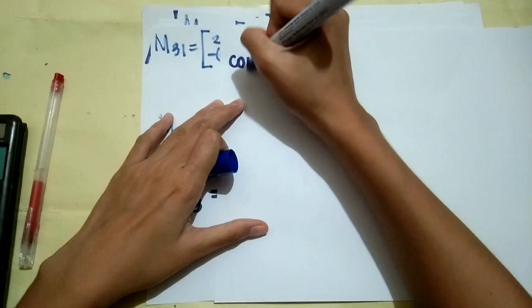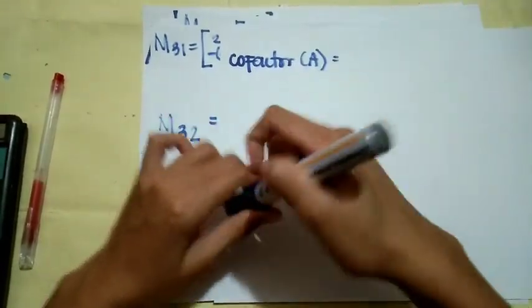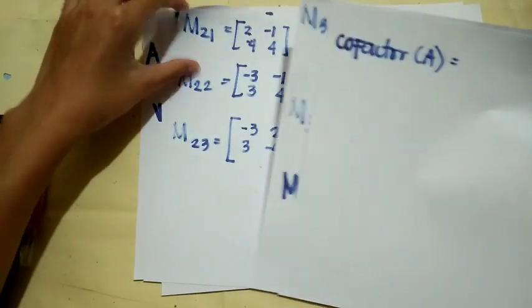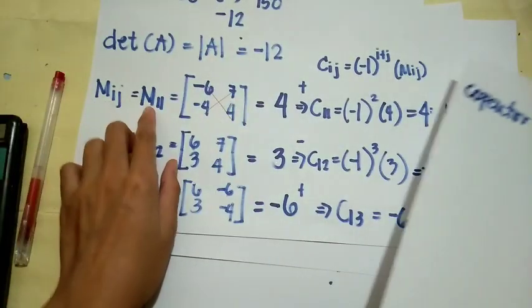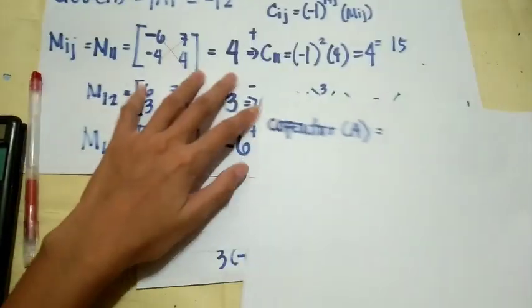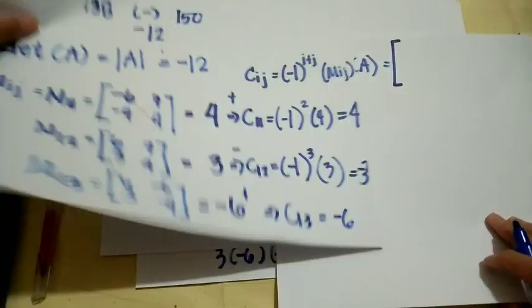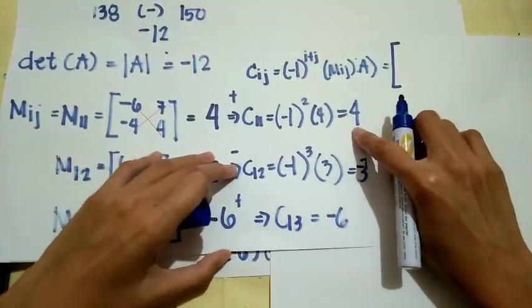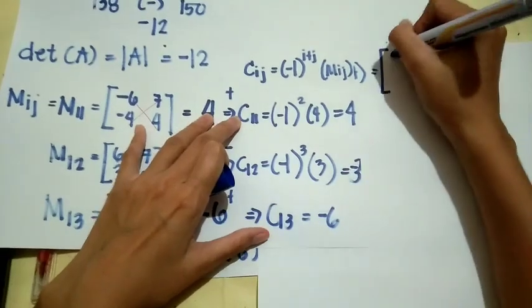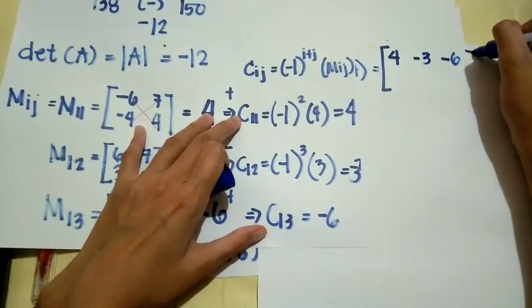So, how to get the cofactor of A? Based on what we solved earlier, the cofactor of our A is like this. Since this is the minor 1, 1, which is ij, this is our first row. Following the cofactors, we have C11, which is 4, followed by negative 3, then followed by negative 6.